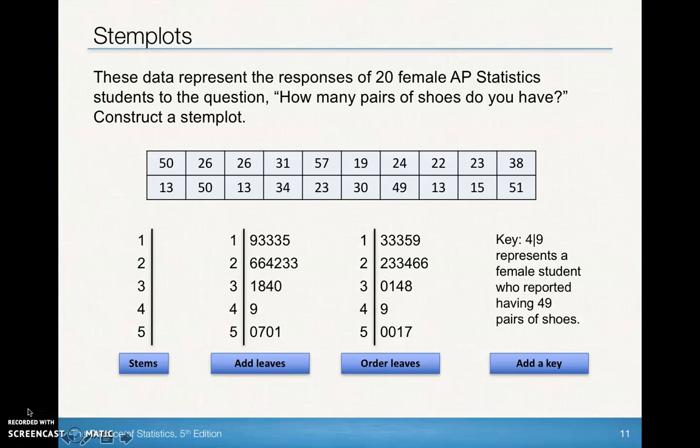So you decide your stems, you add your leaves in order. Now you can let your calculator help you. We learned today how to put our list in order, in ascending order, so that you can easily make a stem plot.